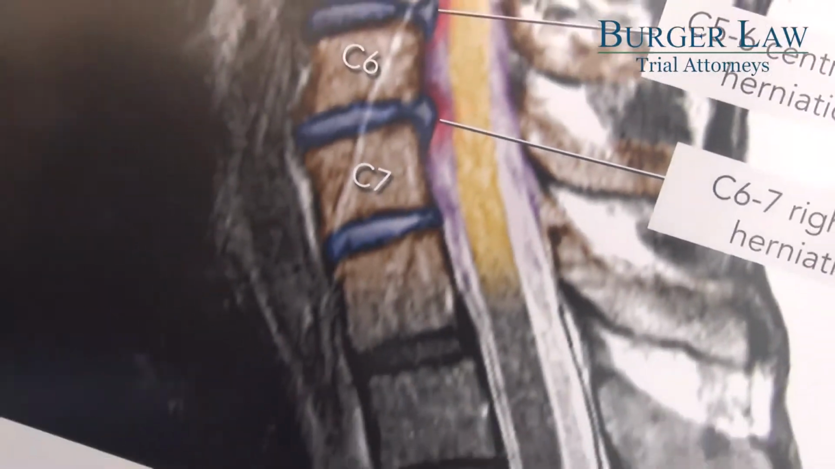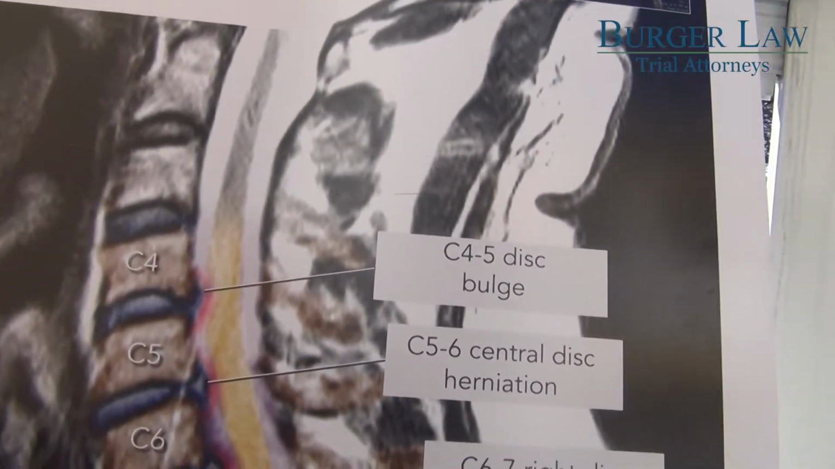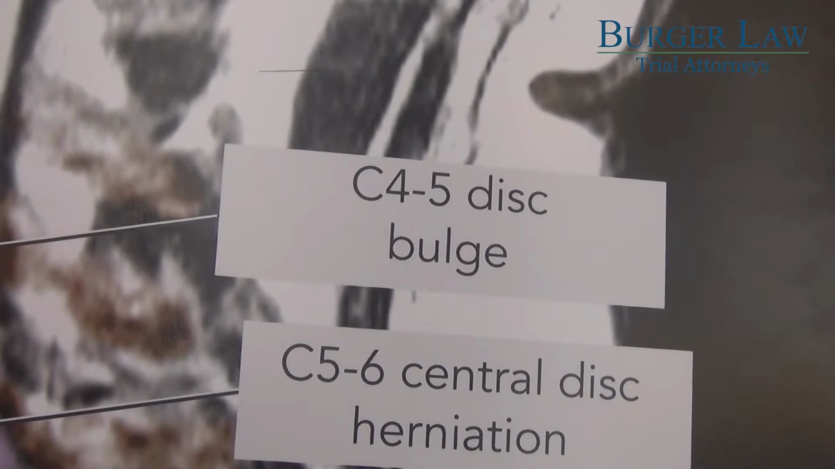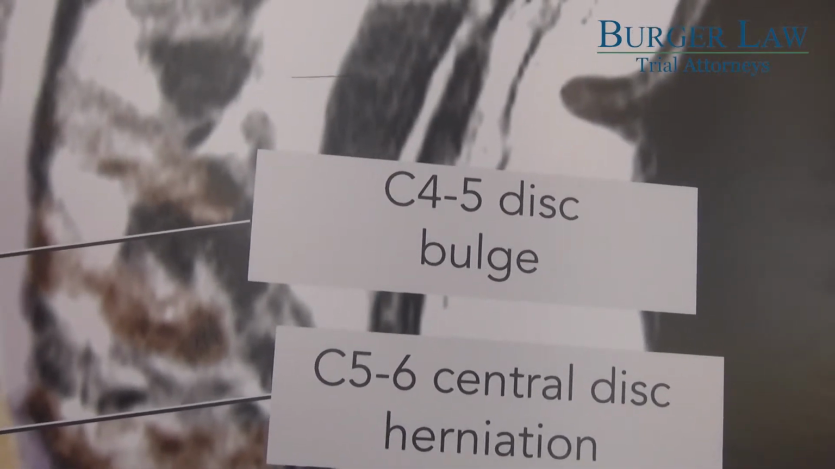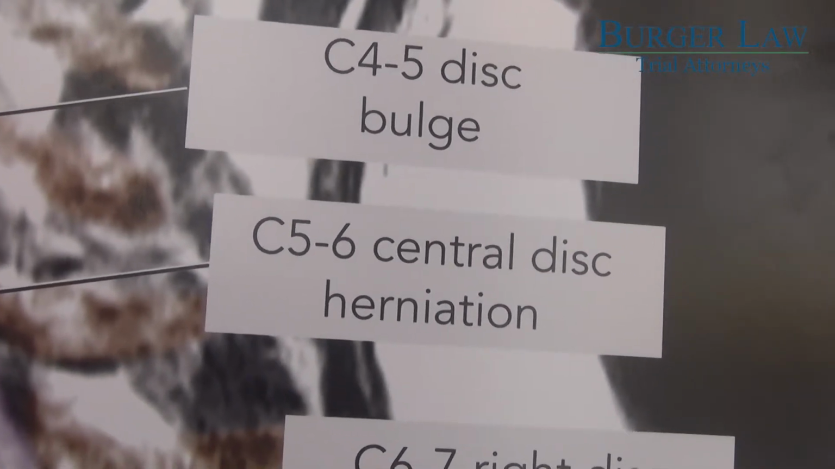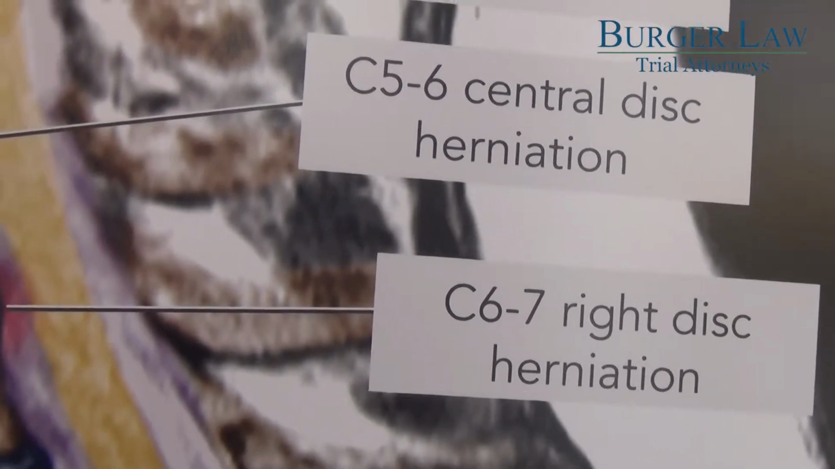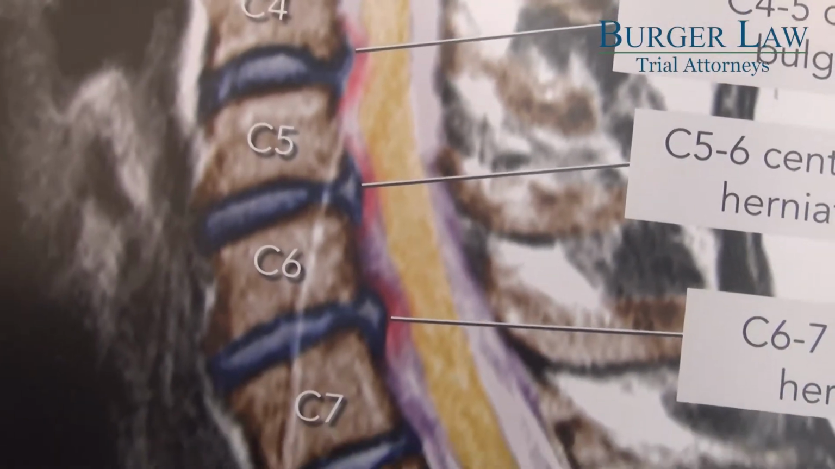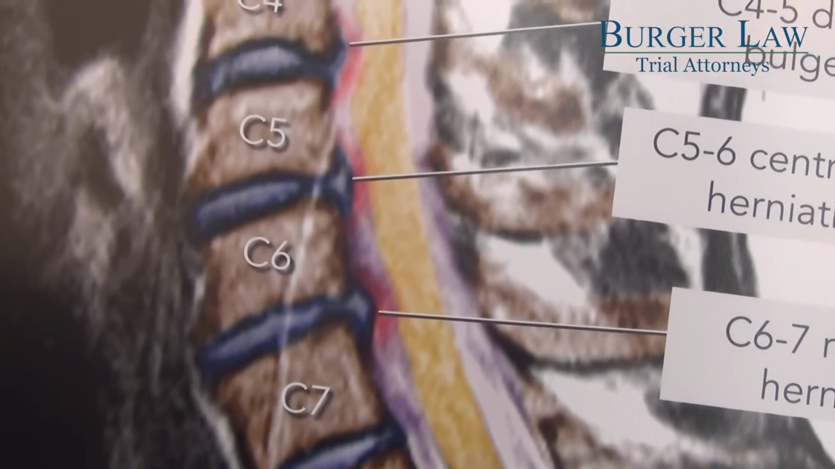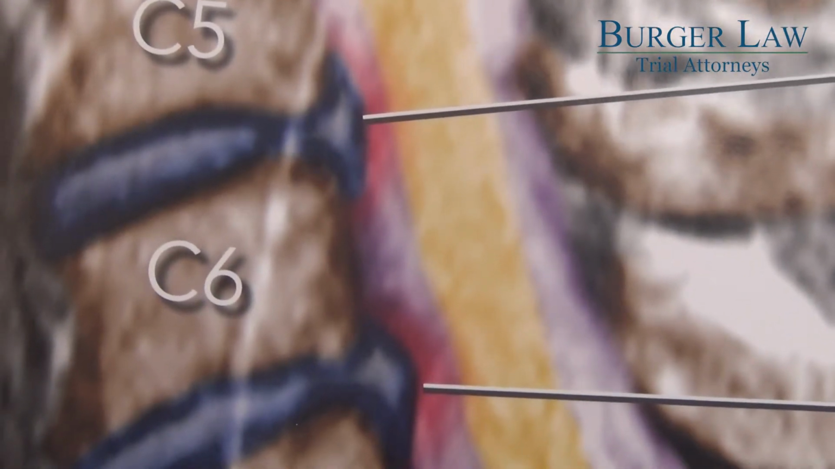Now, we colored this in as part of our exhibit to try to teach this to the jury, and we put on exactly what the MRI had diagnosed in these different locations. There was a C4-5 disc bulge. This means the disc between the vertebrae C4 and 5 was bulging. There was a C5-6 central disc herniation and a C6-7 right-sided disc herniation. Herniation means breach, and what that means is that those two areas between C5 and C6 and between C6 and C7 were herniated, and that disc material went out into the spinal cord and impinged on the spinal cord.